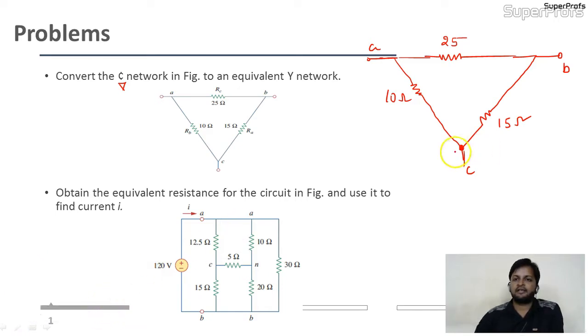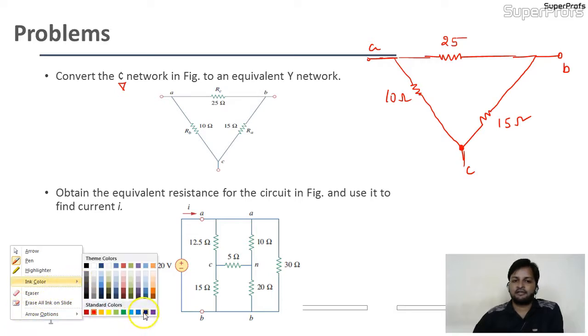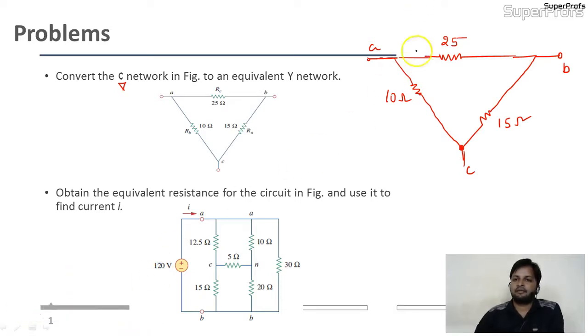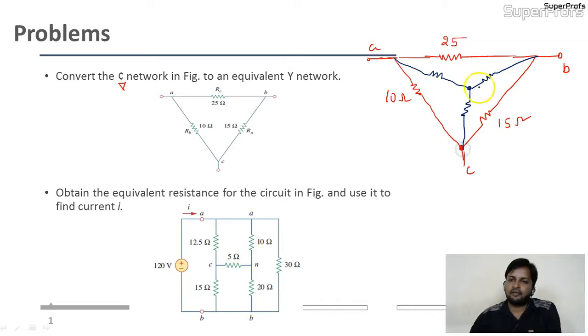The term I am saying equivalent star means the value is not changed, okay. Though circuitry is changed, but the effect of this conversion on the circuit is 0, okay. So this is star, okay, fine. Suppose this is R1, take this R2, take this R3.